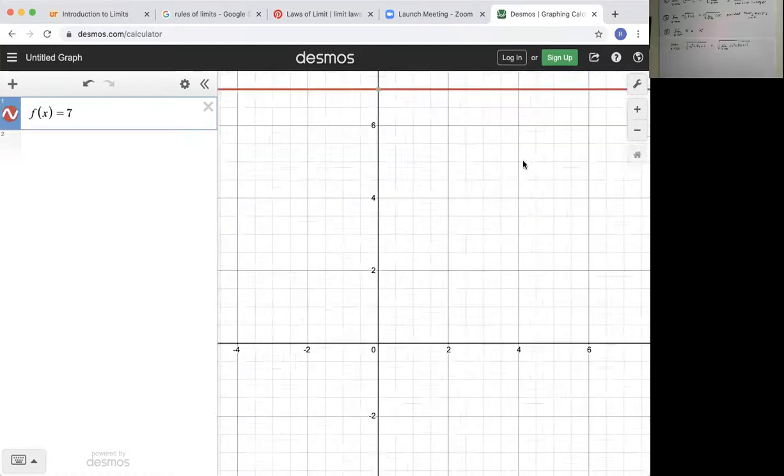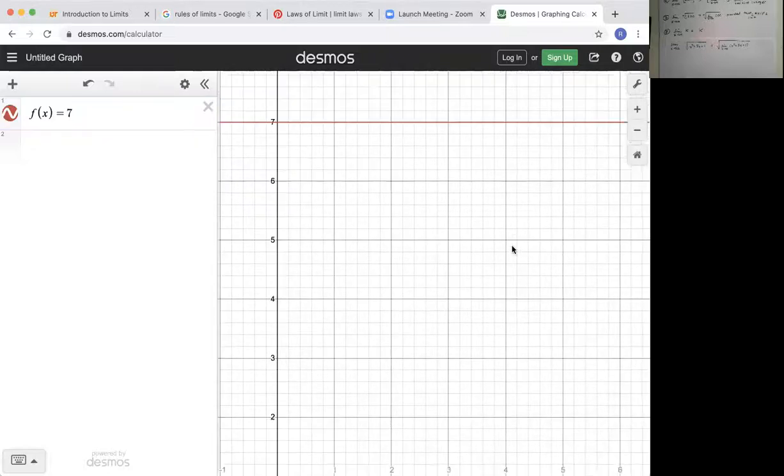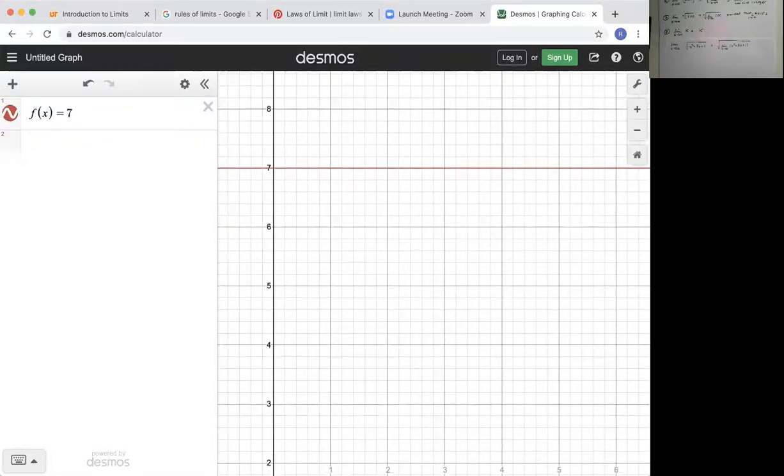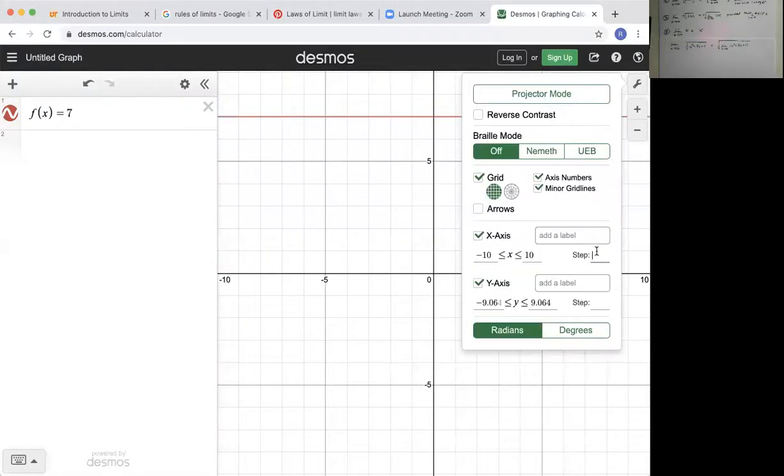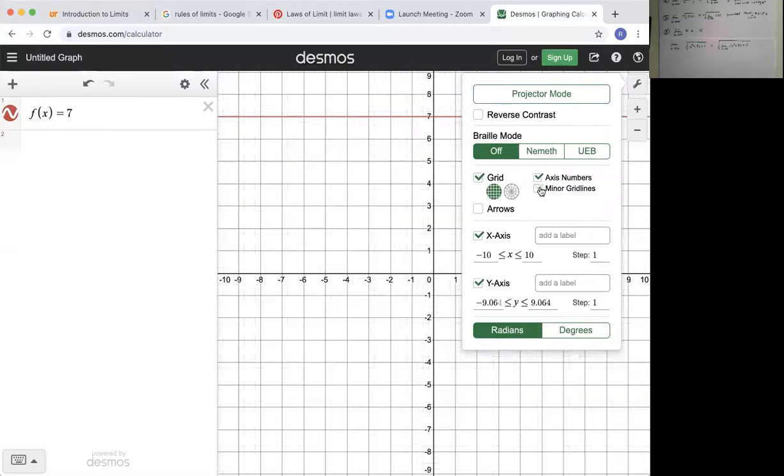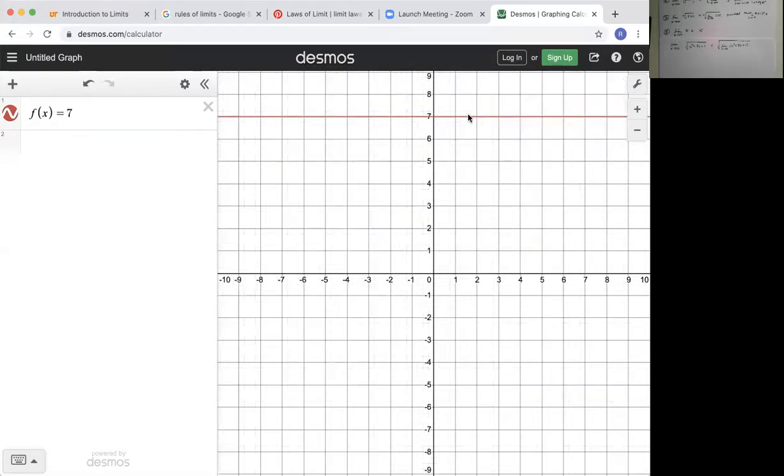As I approach any number, so let's say I'm approaching 2. The y values are always approaching 7. You see that? 2 from the right, the y values are always 7. 2 from the left, the y values are always 7. So as I approach 2, the function approaches 7. As I approach -6, y values are 7. As I approach -6 from the left, y values closing in on 7. As I approach -6 from the right, y values are closing in on 7.